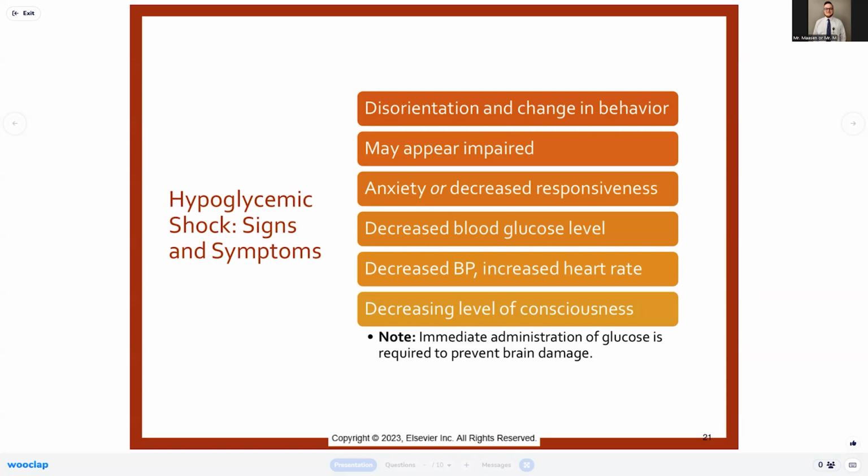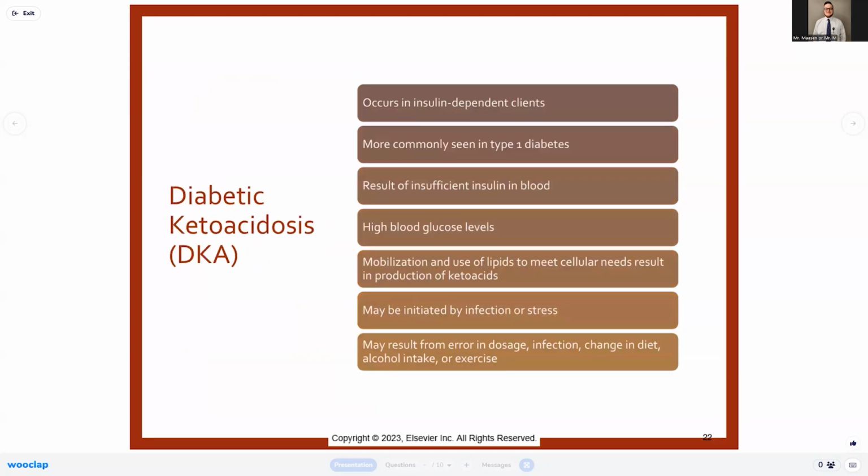So when someone's blood glucose drops too far, we get disorientation, level of consciousness changes, anxiety, decreased responsiveness. They're going to have sweating, pallor, increased heart rate, decreased blood pressure, and just a general change in level of consciousness. If hypoglycemia lasts too long, if their sugar got too low, we could get to the point of seizures, even a coma, then death, brain damage. So that's one of the things you've got to watch out for with diabetes.